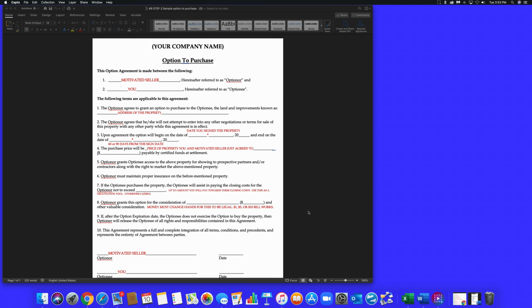Yes, I've had motivated sellers throw that money back in my face. Cool, I'll put it back in my pocket. They just signed that they got it. I'm cool with it. Then you would sign at the bottom in the optionee line.